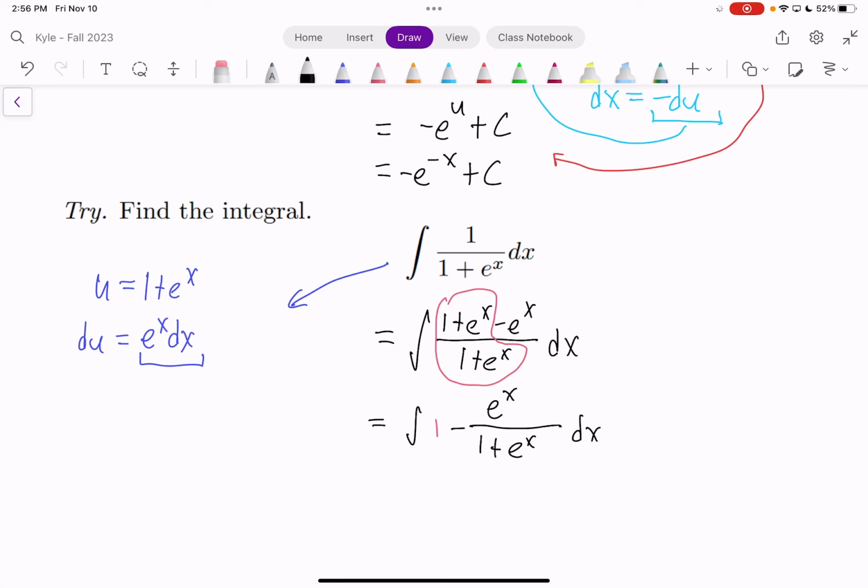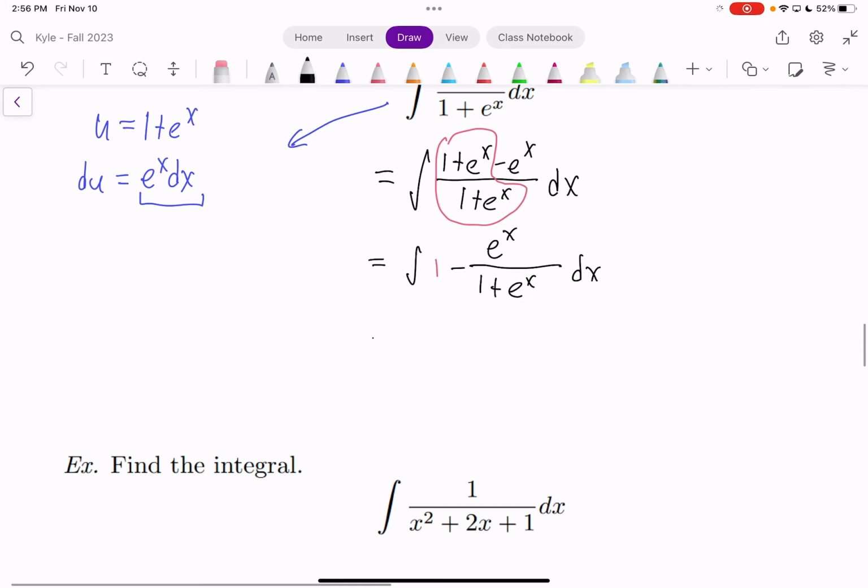Remember, we can separate our integrals out by sums, so this will give us the integral of 1 dx minus the integral of e to the x over 1 plus e to the x dx. Oh my gosh. Now we can use our u sub, because we've got a 1 plus e to the x. The derivative of 1 plus e to the x is e to the x dx. That's right there. So we found a way to do our u sub here.